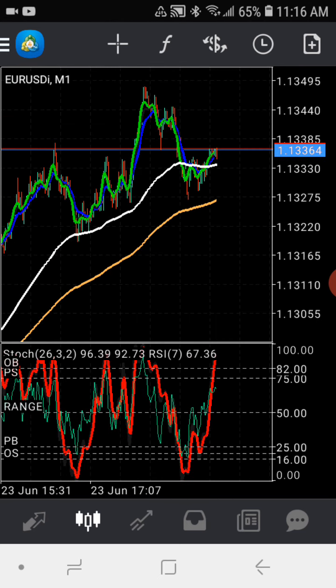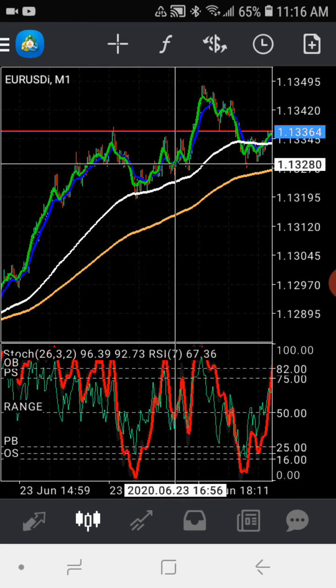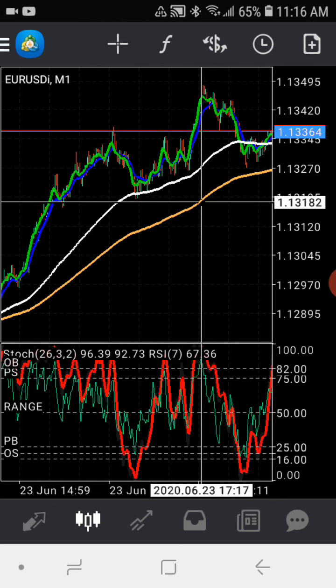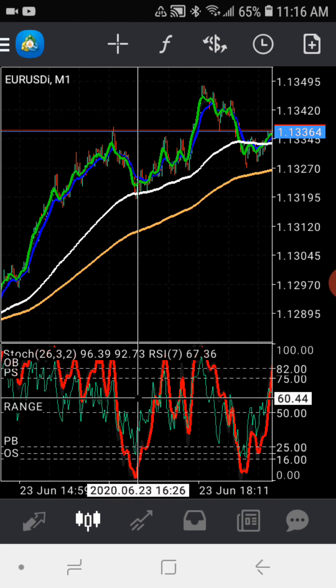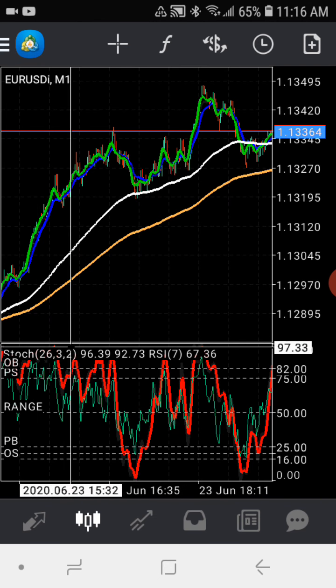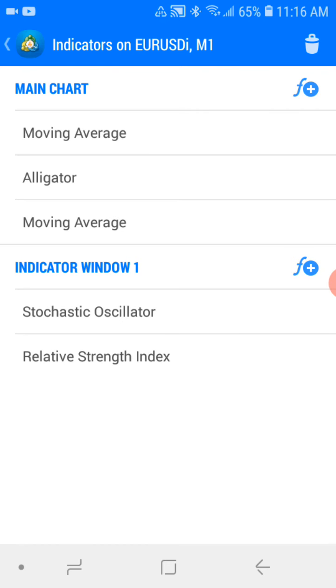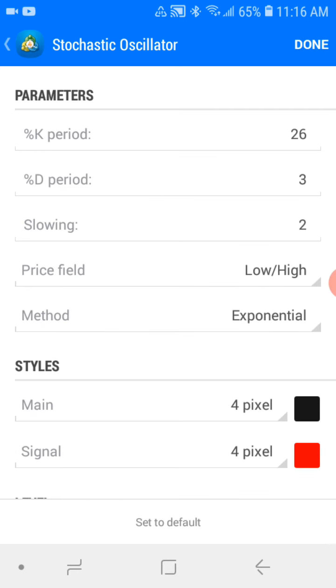So we've got the moving averages, then we've got the alligator, which is here on this main chart. Here on the bottom chart, I have a stochastic oscillator and an RSI. Combined, I call them the RSI oscillator. Yeah, I know it makes no sense. Or the stoch RSI, you can say that too, but RSI oscillator sounds a little better to me. So we're going to go into the stochastic oscillator.